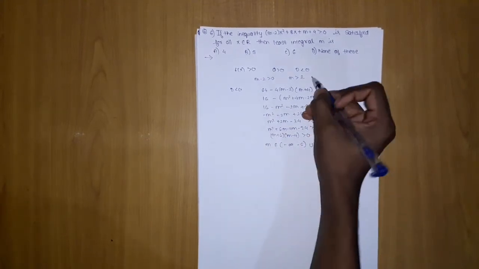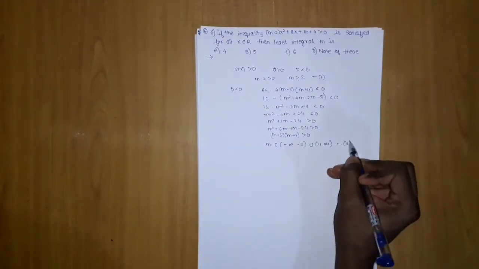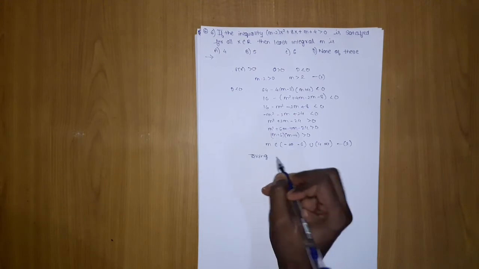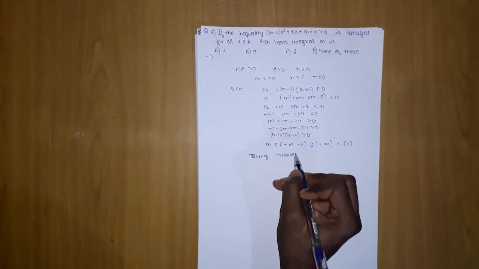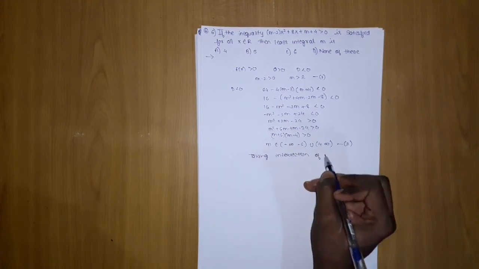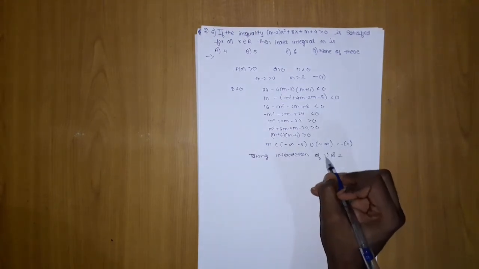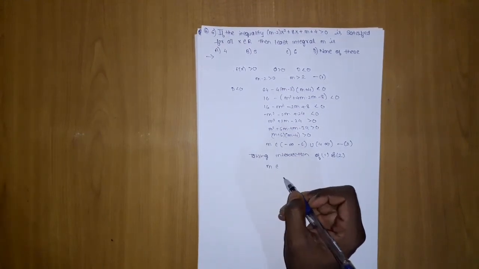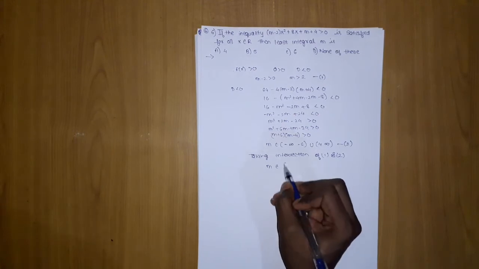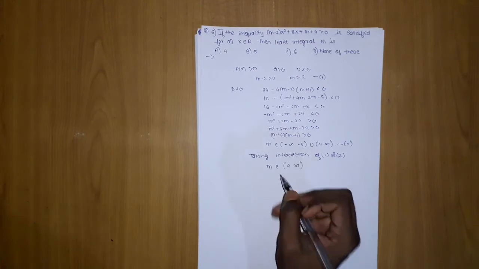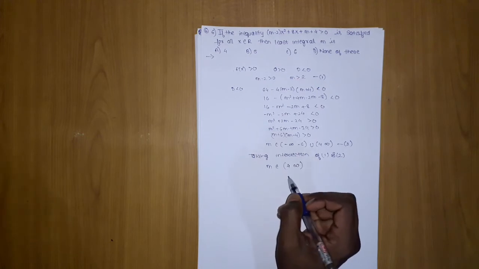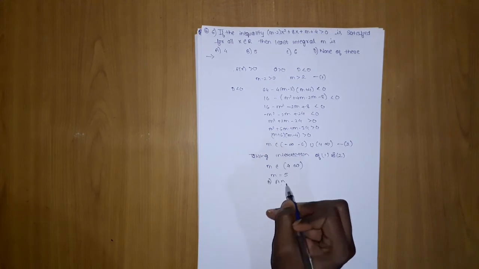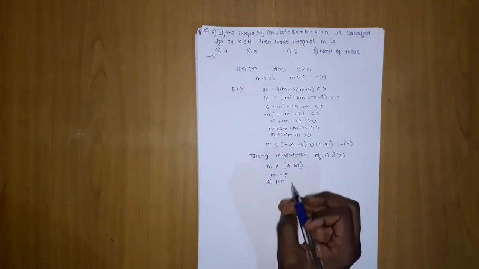But now we will take the intersection of 1 and 2. So m will belong to the range where it should be greater than 2 and also 4 to infinity. Now 4 is not included, so the least, the lowest m value will be 5. So B is the answer.